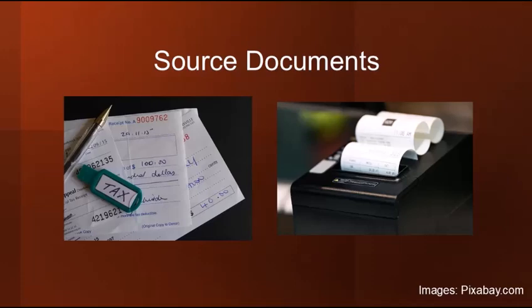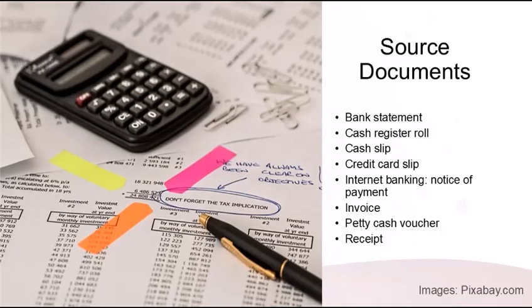on the bank statement. They will also receive an internet notice of payment. Let's look at some examples. A cash register roll shows all the sales made at the till. A cash slip is what you receive when you pay at the shop. An invoice shows details of items sold, sometimes paid immediately, sometimes on credit.